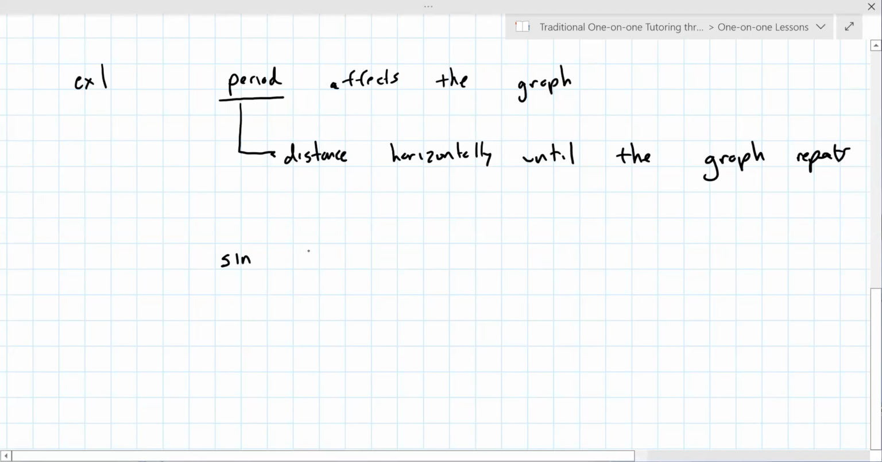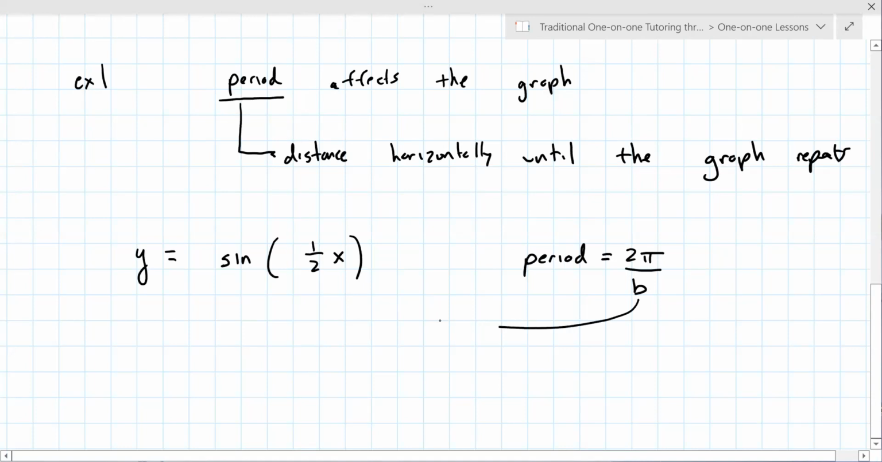So let's say I ask you to do the sine of 1/2 x. We're going to graph the sine of 1/2 x. Now the period has a formula. It's 2 pi over b. B is the number in front of x. Now your book might use a different letter. Your teacher might use a different letter. I have no idea. You have to think of it as the number in front of x. Whatever's in front of x, that's b.